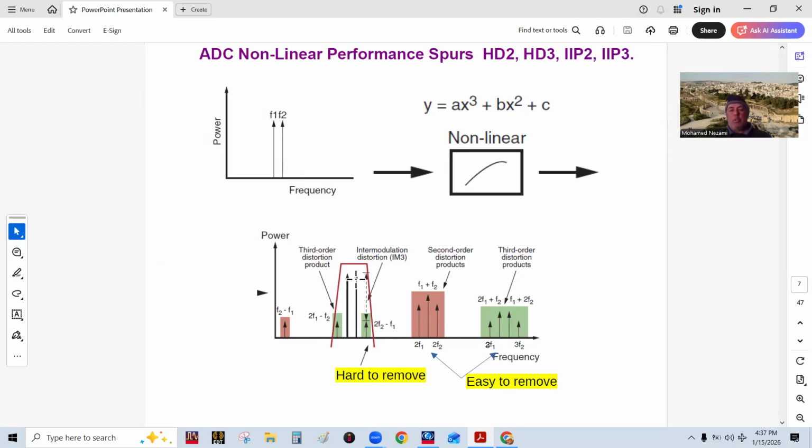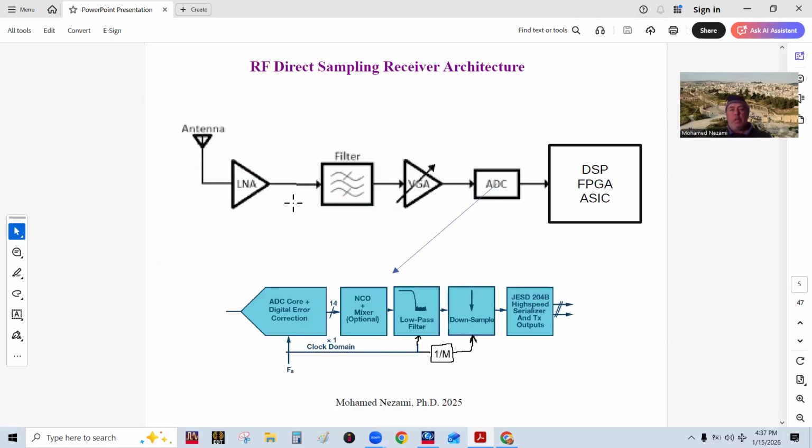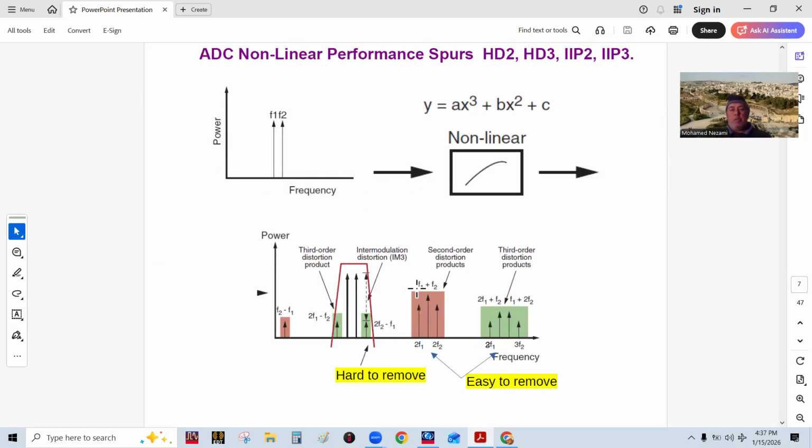So it's impossible to remove this. And all we can do is come to the receiver in here and just design it so that this nonlinearity term in here is not significant to the point where it impacts the signal to noise ratio or spurious-free dynamic range. Okay, the other ones in here we can easily remove them, and even this one.